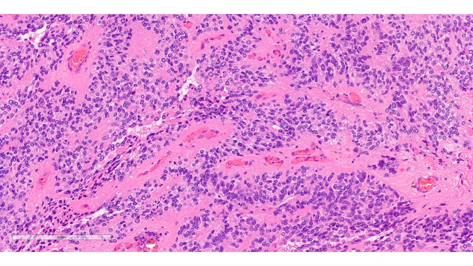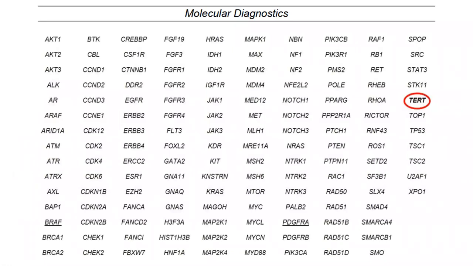Ependymoma. Yes, perivascular pseudorosette, ependymoma, done. Okay, all right. Now let's look at the molecular signature. Ready? Here's the molecular signature. Oh, TERT. Let's look at the details.